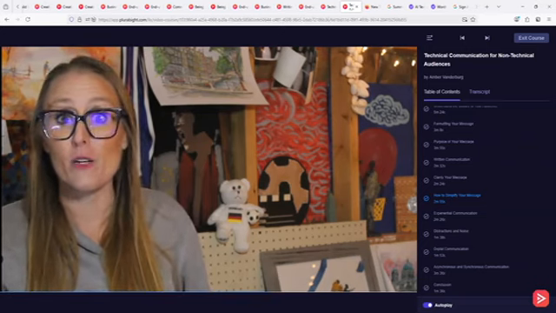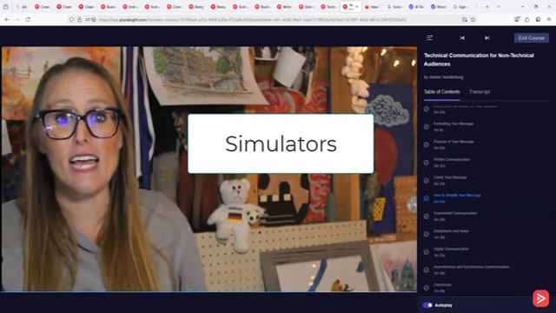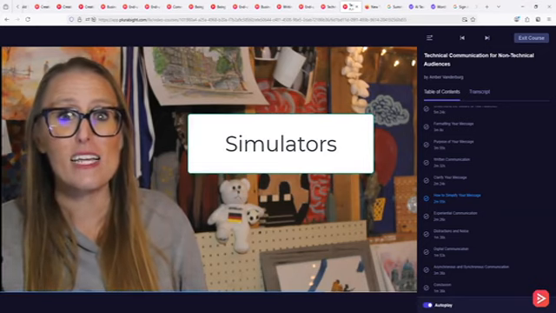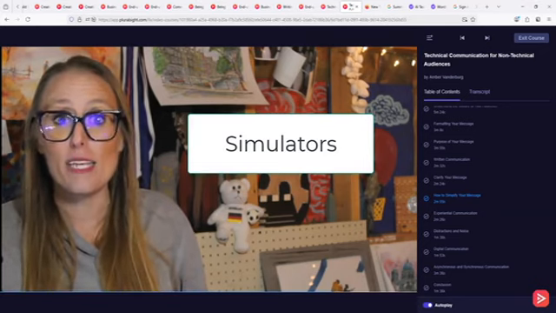A third option to consider is simulators. I was working with a team that simulated a cybersecurity attack. This allowed the technical and non-technical teams to better understand the action steps necessary and the implications a cyber attack could have on the organization.